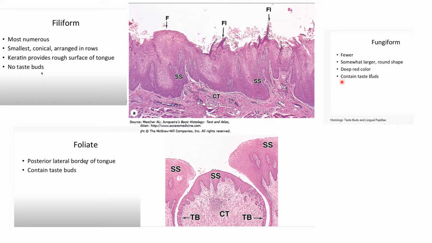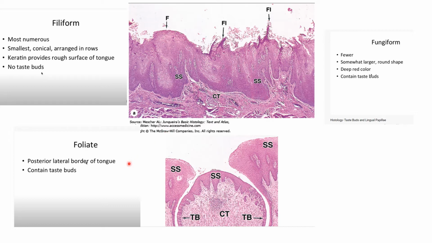Why are they red in color? Because the connective tissue, the lamina propria, which is forming the core or the stalk of the fungiform papilla, has a lot of blood vessels. There is a plexus of capillaries as well as blood vessels present in the core, which gives it a deep red color because of the blood, while the epithelium is thin over it and the blood vessels are seen as the deep red color. That is why they are seen as deep red on the tongue.